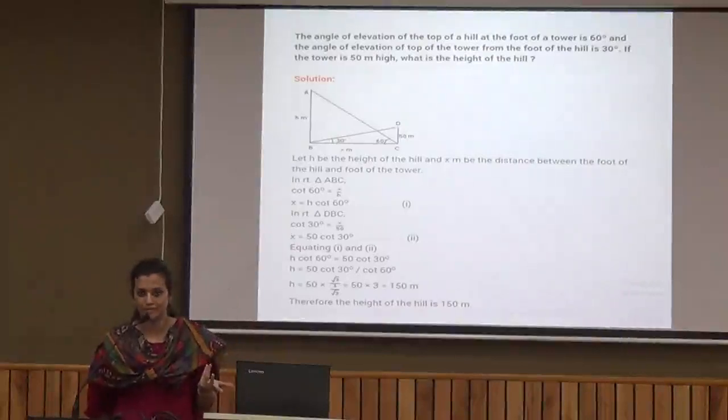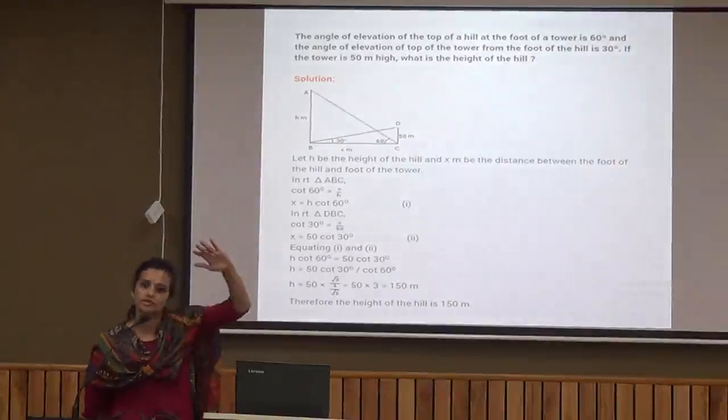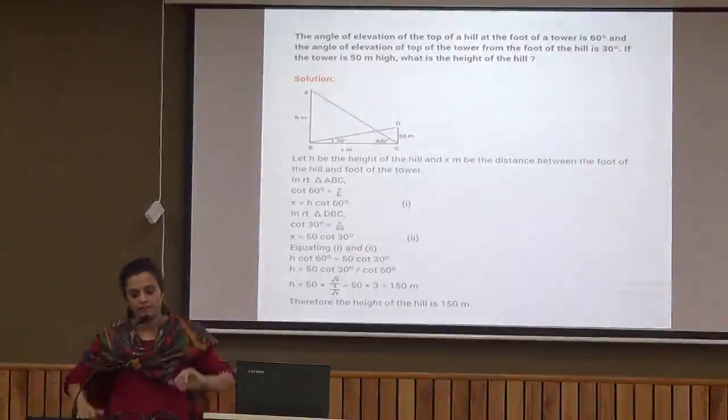What does it mean? Very confusing? Let's read again. The angle of elevation of the top of a hill. Now what is the hill? Let AB be the hill, right? And DC be the tower. We are assuming that the hill is higher than the tower, right?